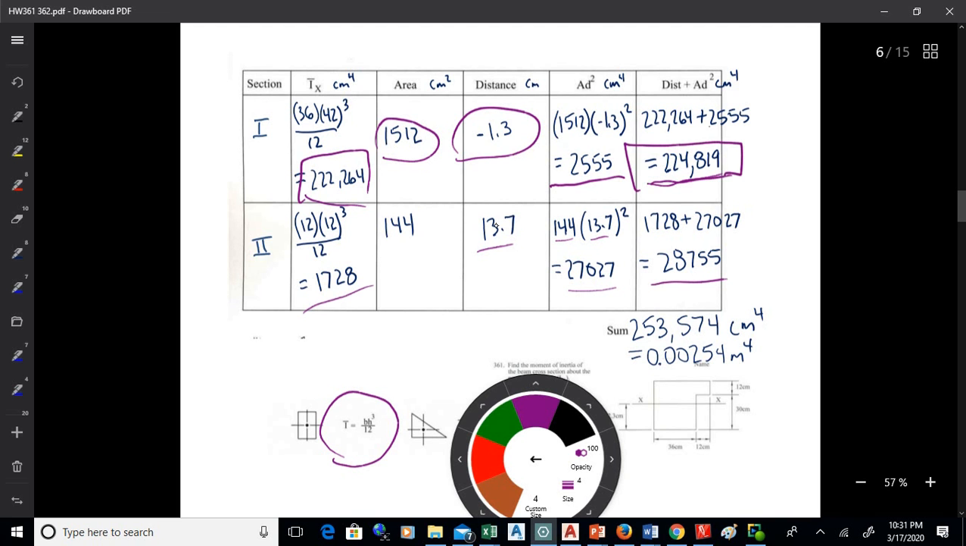So I can add these two numbers together, and that will get me the total moment of inertia, which is 253,574. The units on that are centimeters to the 4. In some applications, I want that to be meters to the 4, so I would just take 100 centimeters per meter, take the 100 to the 4th power, and divide by it, and I'll get 0.00254 meters to the 4. You could express the answer either way. Okay.